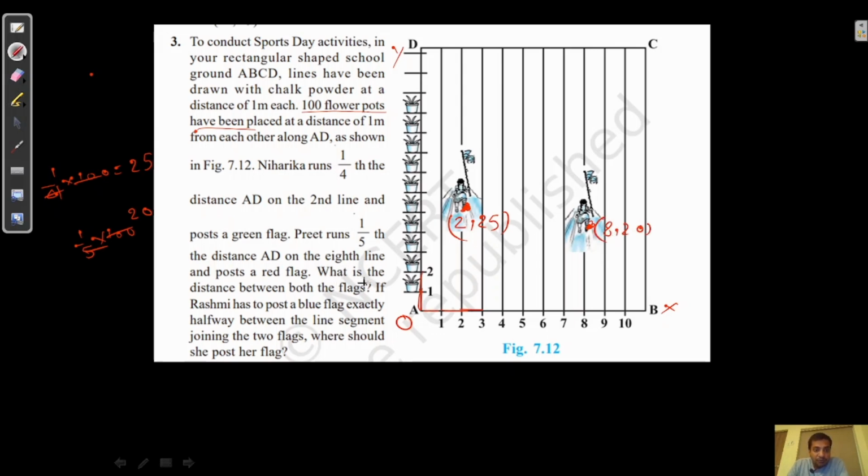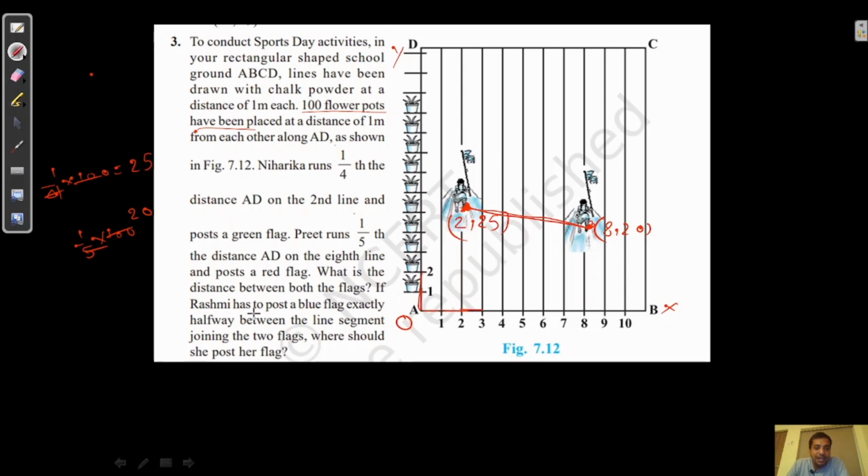Okay. What is the distance between both the flags? Now they are asking distance between these 2 points. I hope by distance formula you can easily find the distance between these 2 points. Considering this point as x1, y1, and this point as x2, y2, you can simply apply the distance formula, which will be root of (x1 minus x2) whole square plus (y1 minus y2) whole square. So I don't think it is needed to explain. You can easily apply the distance formula. Just you have to try. If you are having doubt, then you can again ask me. So what is the distance between both the flags? I hope you can find it.